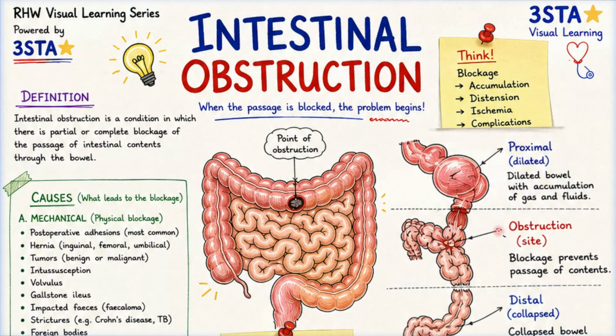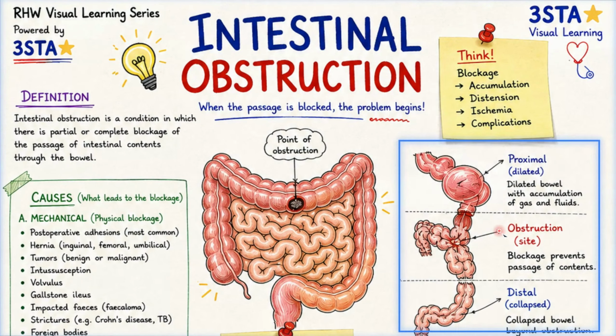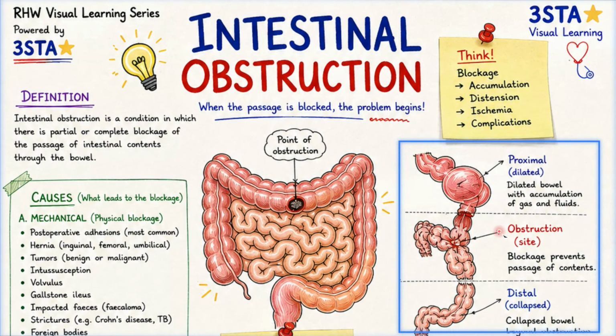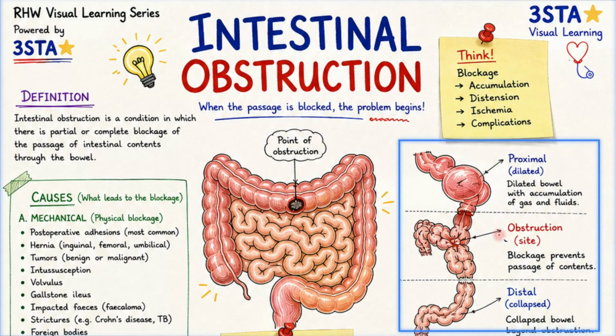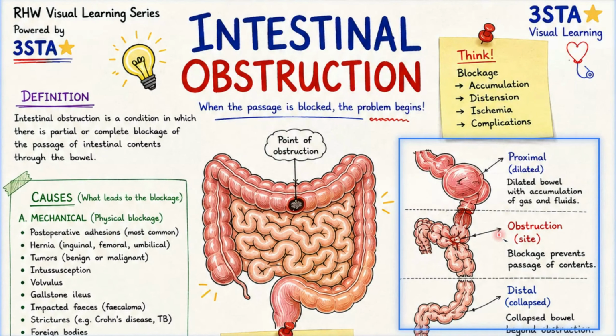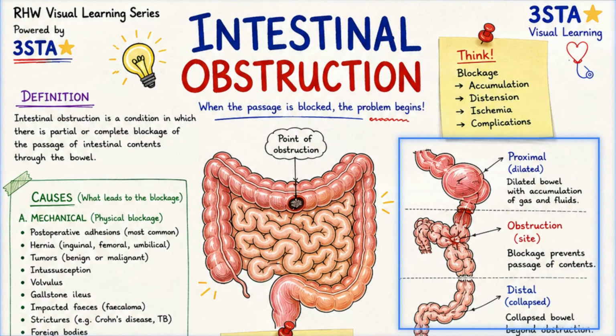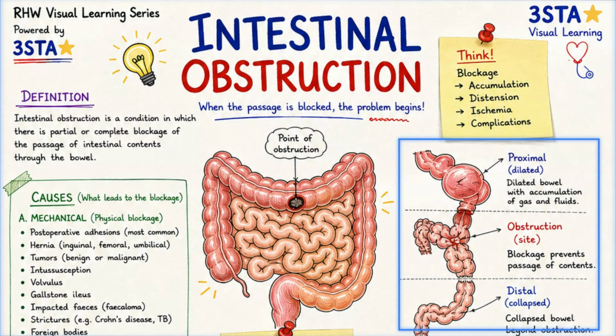Conversely, look distal to the point of obstruction. Beyond the block, no fluid or gas can pass. As a result, the distal segment of the bowel empties completely and becomes entirely collapsed. Understanding this mechanical dichotomy, proximal dilation versus distal collapse, is fundamental to recognizing the clinical presentation, radiological findings, and lethal vascular complications of an acute bowel obstruction.